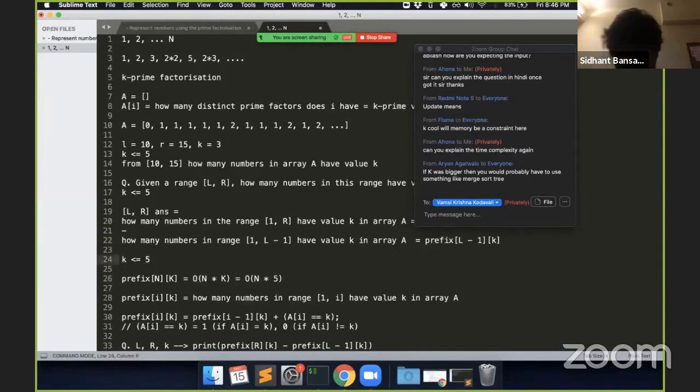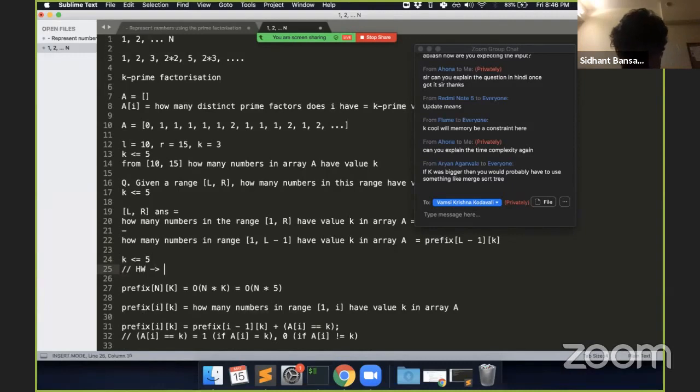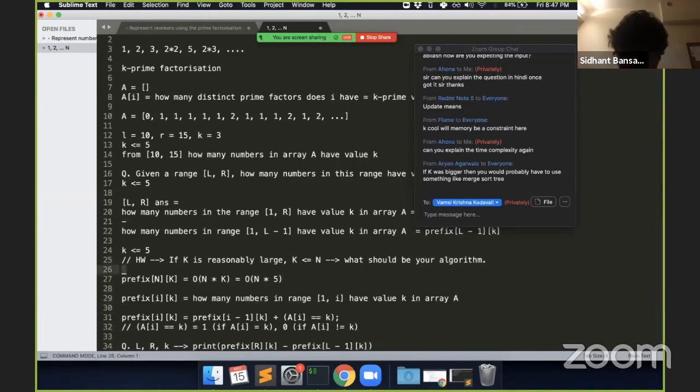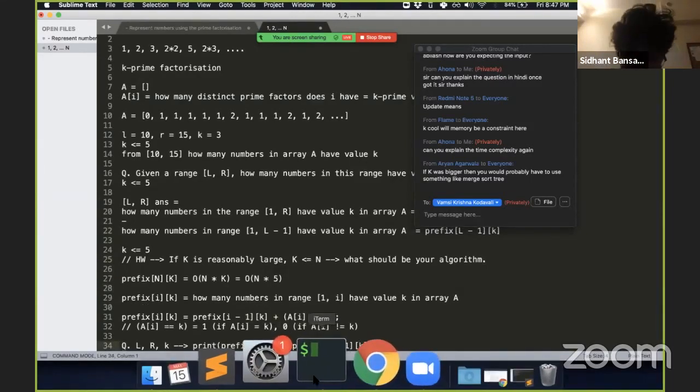Yeah, Aryan has a good homework question. A homework question, which Aryan just proposed, is: if k is reasonably large, where k is only constrained to be less than or equal to n, then what should your algorithm be for this question? It's still solvable. Then you actually need merge sort trees, which is a similar idea to what I was saying before, that you can use segment-tree-ish things. But yeah, then you need a merge sort tree. I was thinking about whether you have anything simpler. Ignore that for now. That is just a high-level homework question.